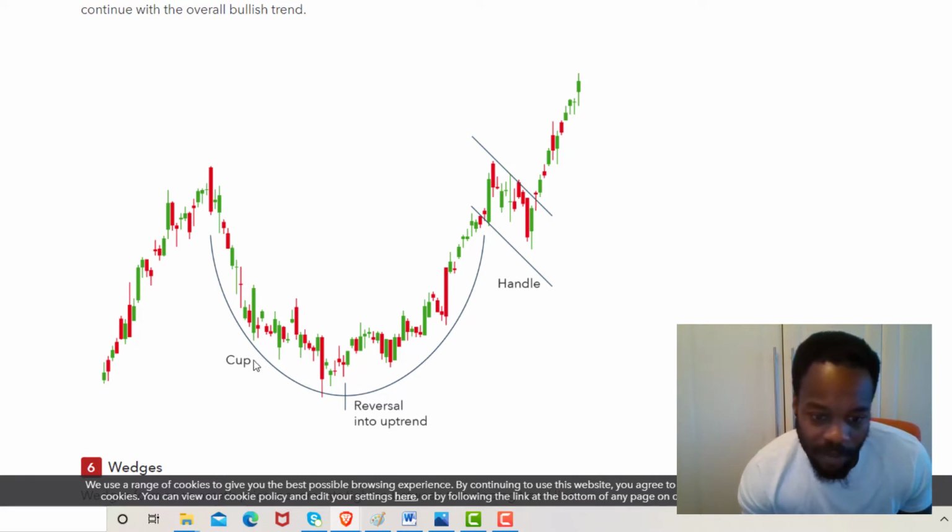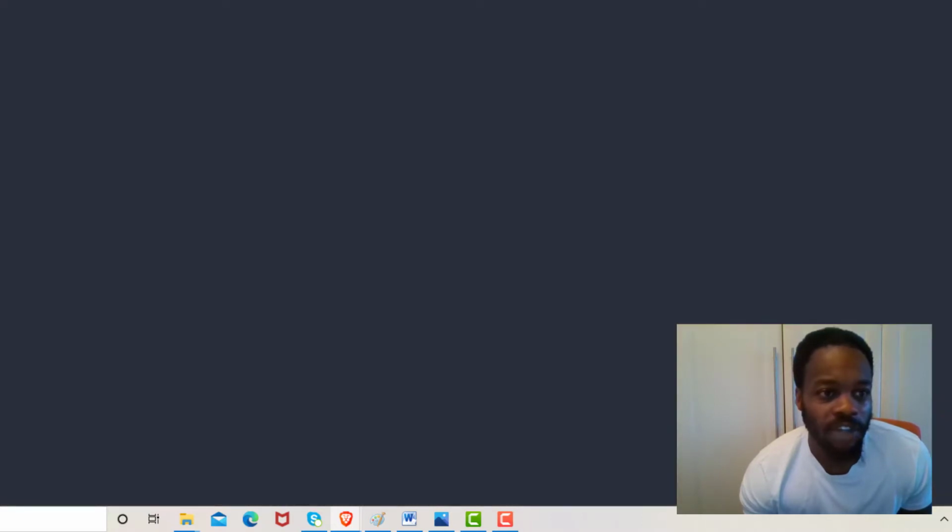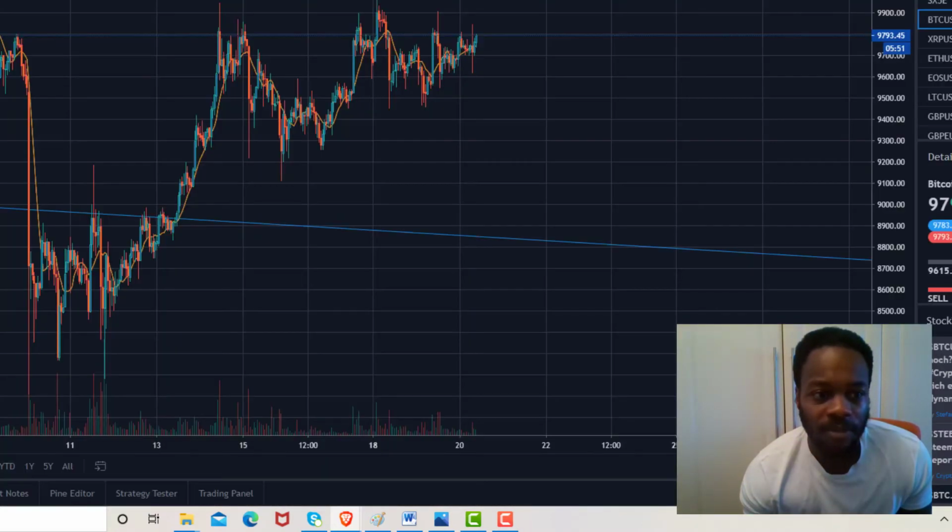So here you have the cup, and then the reversal into an uptrend. There's the handle where you have the wedge, okay, and then from there it will break out of that wedge and continue with the bullish uptrend there. So let me go back to UK Trading View so I can explain that to you.